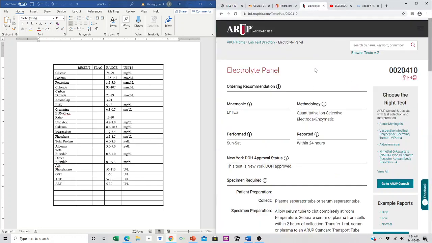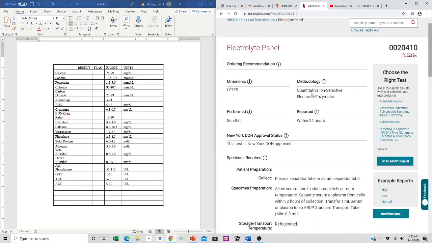I love this ARUP webpage. You can browse tests A to Z. Like I just browsed and found electrolyte panel. What's so nice about this website, whether your lab actually uses ARUP as their reference lab or not, is that it's just open to the public. There's no sign-in. You can see for a test what their methodologies are, and you can see here ion selective electrode, which is what we're talking about from the notes.